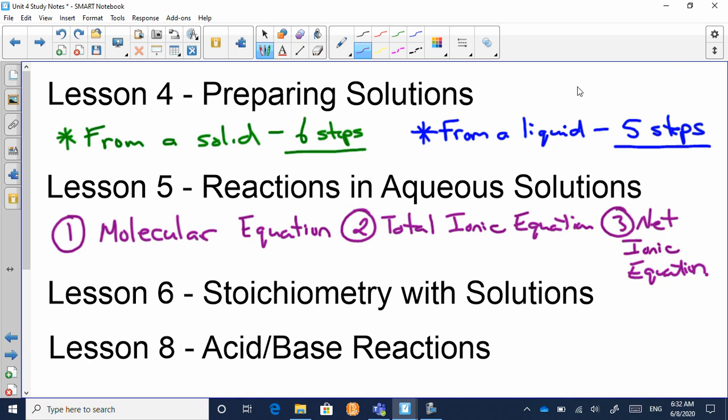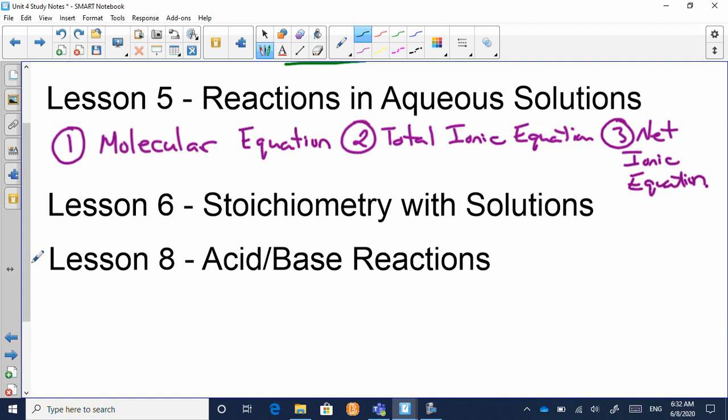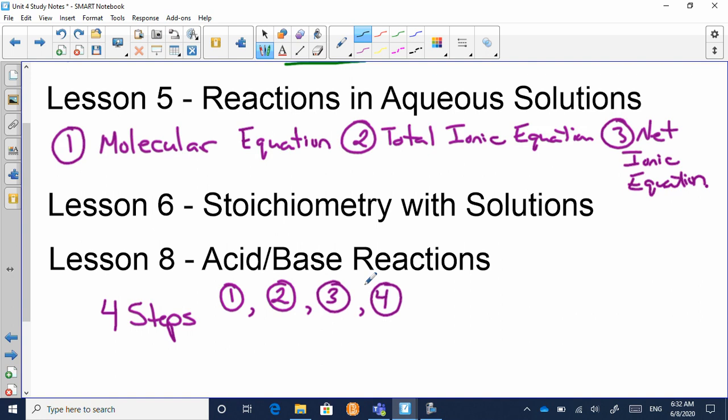Okay, lesson 6 and 8 both dealt with stoichiometry. The only difference between lesson 6 and 8 is that, so basically remember that with stoichiometry there are 4 steps. Number 1, write the balanced equation. Number 2, convert to moles and perhaps do a limiting reactant calculation. 3 is do a mole ratio, and 4 is convert back.